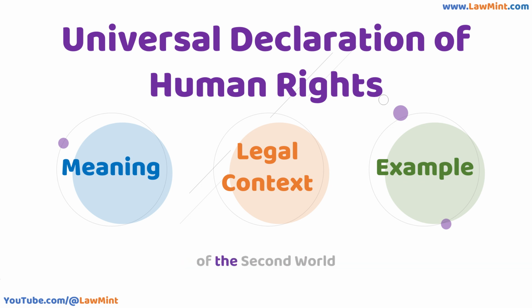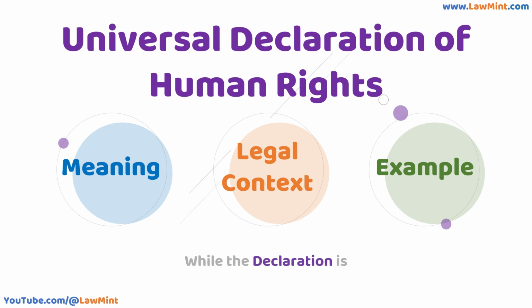Drafted in the aftermath of the Second World War, it established for the first time that fundamental human rights must be protected universally. The Declaration consists of 30 articles covering a sweeping range of human rights. First, it guarantees civil and political rights, such as the right to life, liberty, freedom of speech, and privacy. Second, it recognizes economic, social, and cultural rights, including the right to social security, education, and fair working conditions.